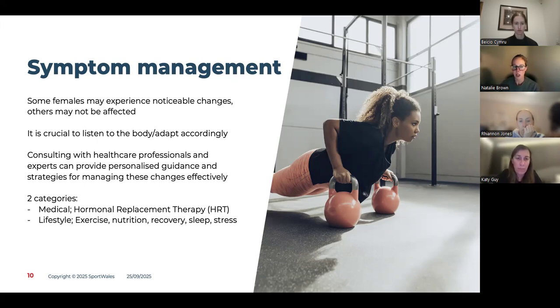I've split it, in terms of symptom management, into two different categories that are available. One is more a medical perspective of using hormonal replacement therapy, HRT. There's different forms of HRT, and different situations where that can be really effective and helpful for individuals. For others, HRT might not be an option, or symptoms might not be as severe, or preference of approach might be more based on lifestyle. So thinking about exercise, nutrition, recovery, sleep, and stress.